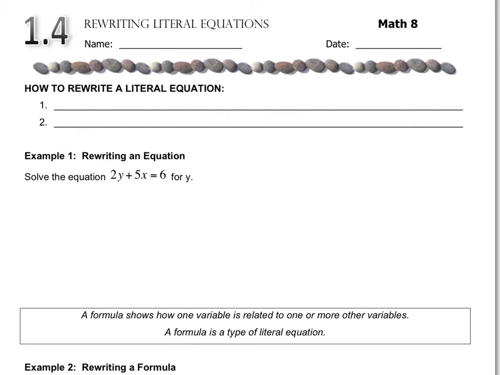It's the same idea. It is an equation, and it still is going to involve moving steps in the reverse order for SADMEP, but the difference is a literal equation has two or more variables. So the literal equation is something that has more than one variable. To rewrite one of these, which is what we're learning about today, what we need to do is solve for one of the variables in terms of the other variables using our SADMEP steps.